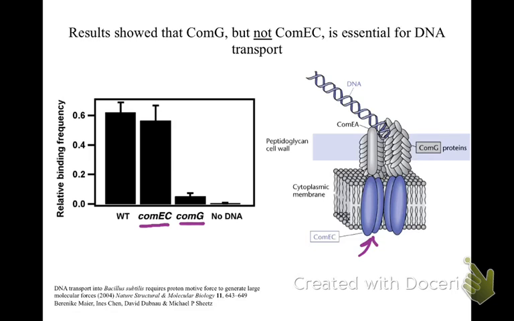What's interesting is that here's our wild-type situation, and you can measure relative binding frequency. It's very high. In the COM-EC mutant, very surprisingly, there was only a very minor change. So that tells us that COM-EC is not absolutely essential for this DNA transport. However, what is essential is COM-G. Very little DNA gets taken into the cell if you lack the pseudopilus. And finally, here's a control: if they have no DNA, they see no movement of Bacillus toward that optical trap.